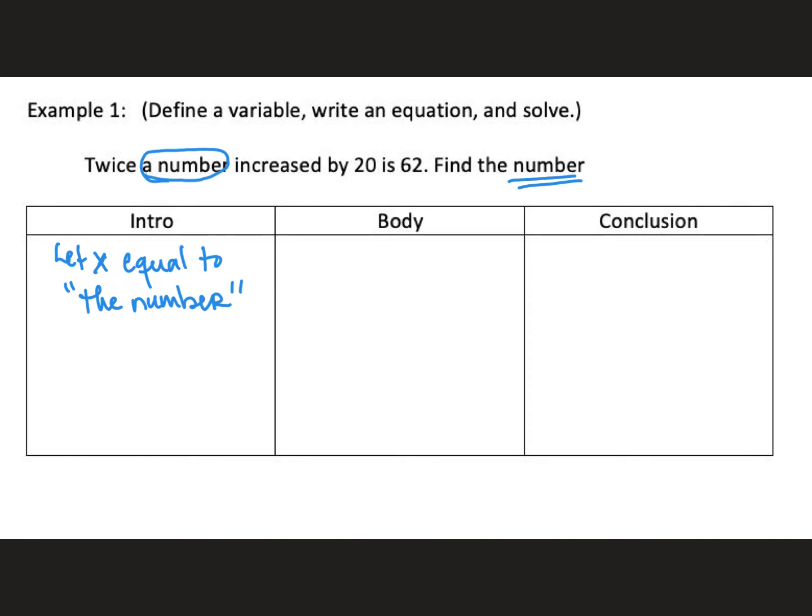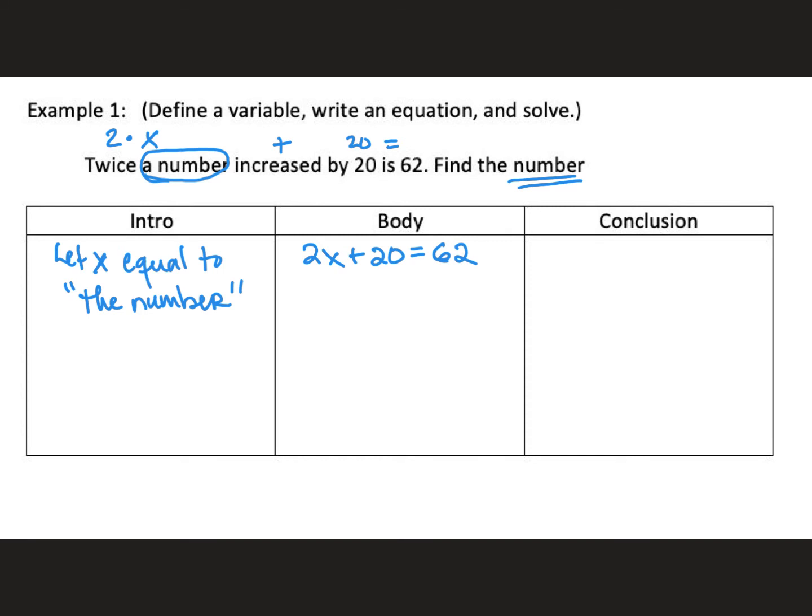The body is the equation. So now we have to kind of go back up to what we have. So we're going to say twice a number, so 2 times a number. We defined a number as x. Increased by, so we know increased is adding, and then we have 20, and then is always equal to, and then 62. So the body part of this is our equation. So we're going to have 2x plus 20 equals 62.